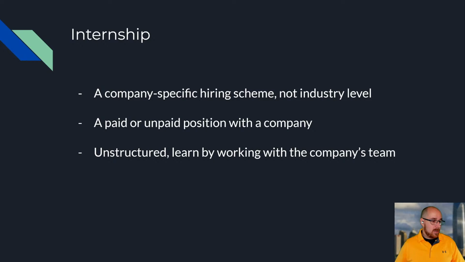So internship. This is where I'm going to start to differentiate between internship and apprenticeship. Internship is a company-specific hiring scheme. It's not industry level. If somebody asks you what you do, you don't say I intern. That's not your title. You do software development, or you're a web developer or a designer or whatever the case is. At a company, you're interning for a company.